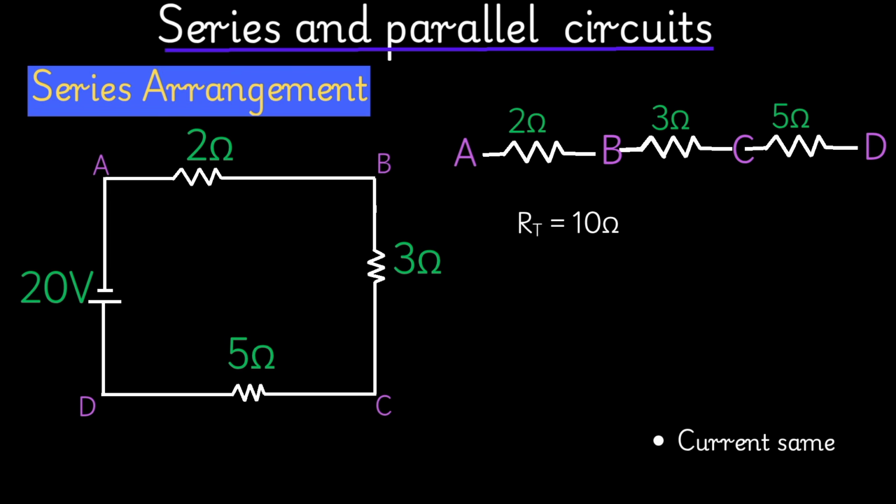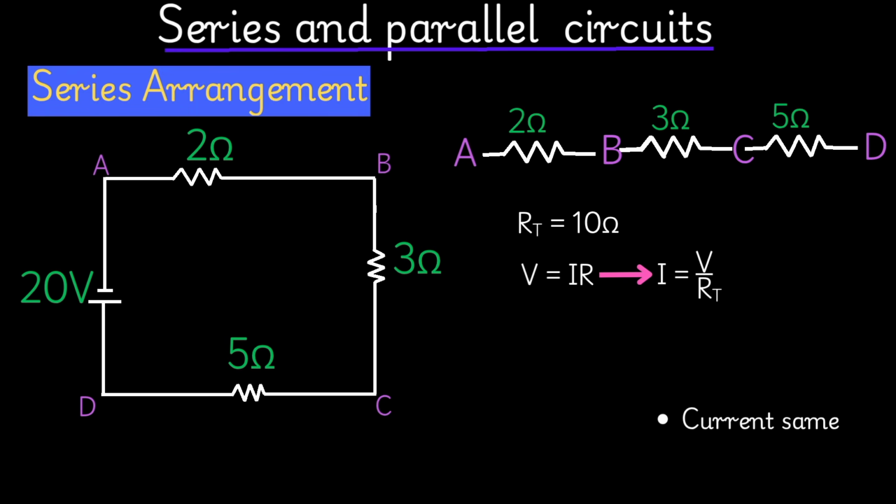Remember we've said that the current is normally the same for resistors in series. So this means that when we get I, it is normally the same for all of them. From Ohm's law, we know that V is equal to IR. If we make I the subject, then we shall have I being equal to V over R total. Our V is 20 volts and our RT is 10 ohms. This means that we get our I as 2 amperes.